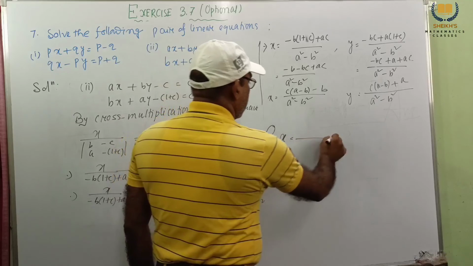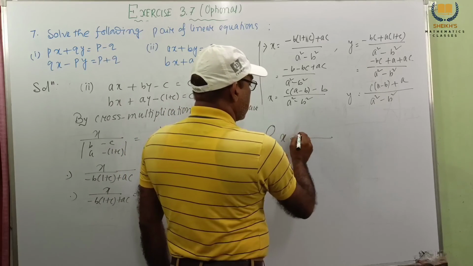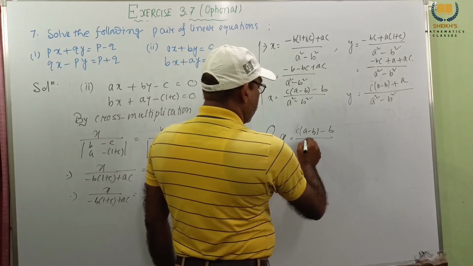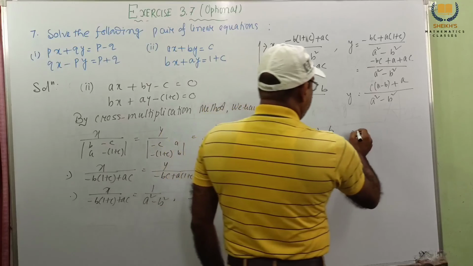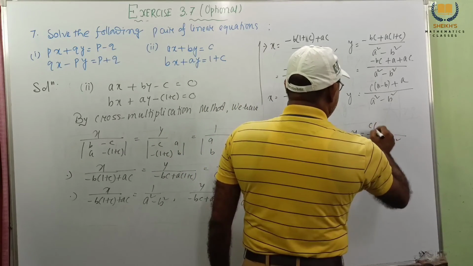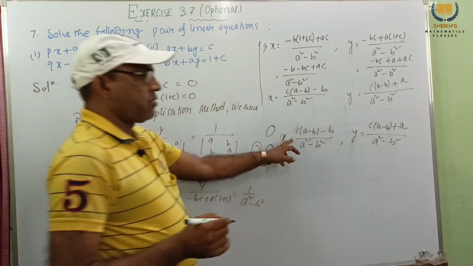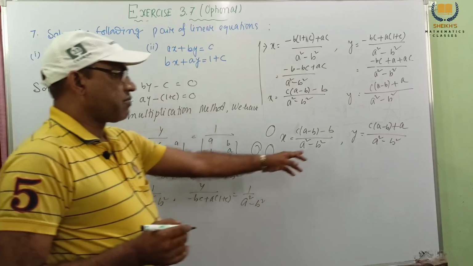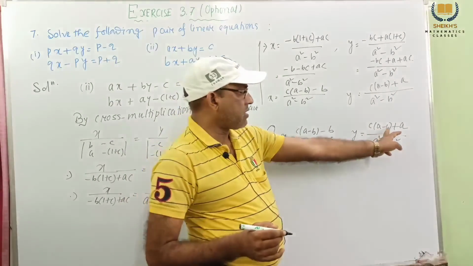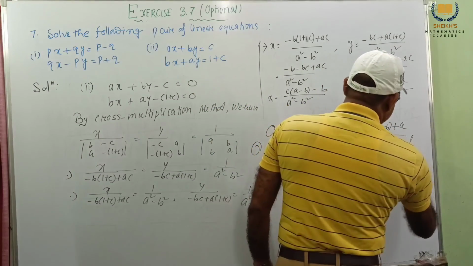Therefore, finally we write x equal to c into a minus b over a square minus b square, and y equal to c into a minus b plus a over a square minus b square. And this 2 is our answer.